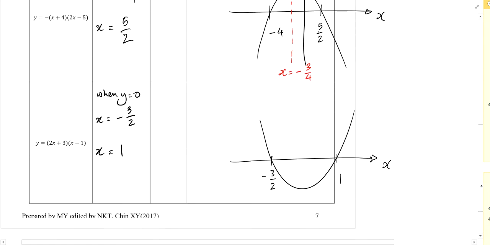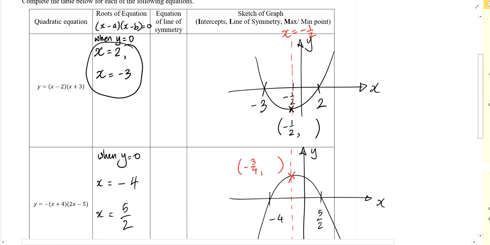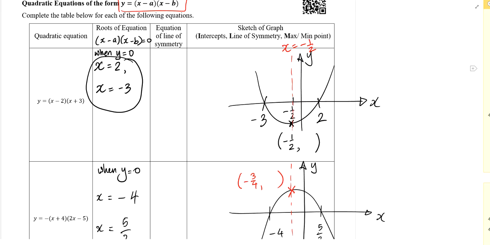Next, last case. Is my y-axis closer to negative 3 over 2 or closer to 1? Closer to 1, just a bit closer only. So the y-axis and my line of symmetry: this will be x equals negative 1 over 4. So my minimum point will be negative 1 over 4, comma, blank. Our job now is to fill in all the blanks, all the y-coordinates of the turning points. How do we find it?